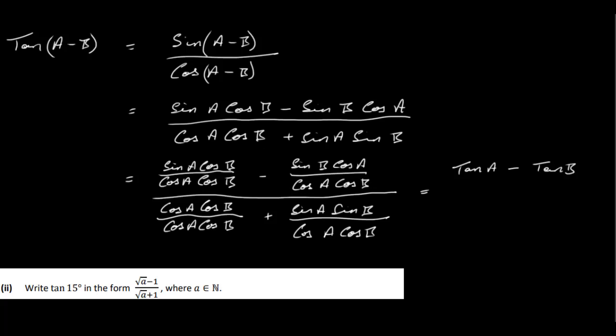And then we have cos A here, cos B here. Down at the bottom, we've got cos A cos B over cos A cos B, so that's just going to give us 1. And then we have the plus. And then finally here, we've got sine A over cos A, and sine B over cos B. So this is tan A tan B. And that's it.